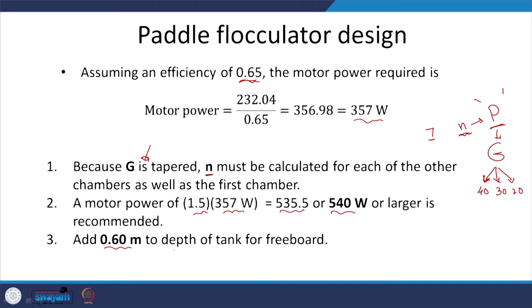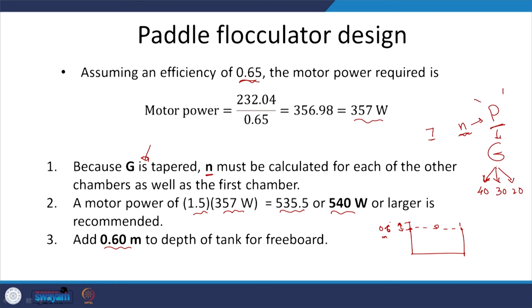Add 0.6 meters of depth of tank for freeboard, as in the depth we took was 4 meters. We will never want water to be flush with the top of the tank. So you are going to have the water level here, and this is the freeboard, right, and this freeboard is 0.6 meters.